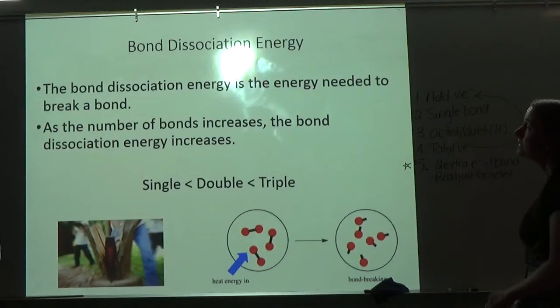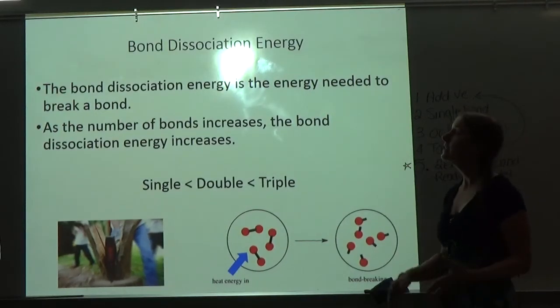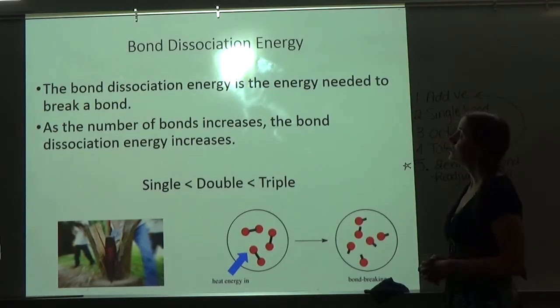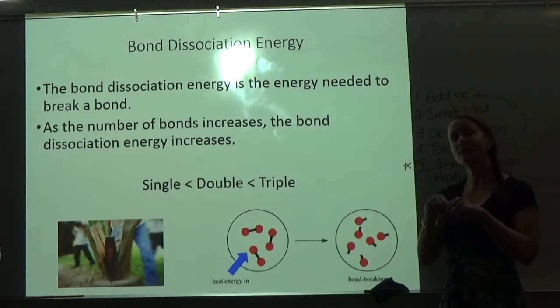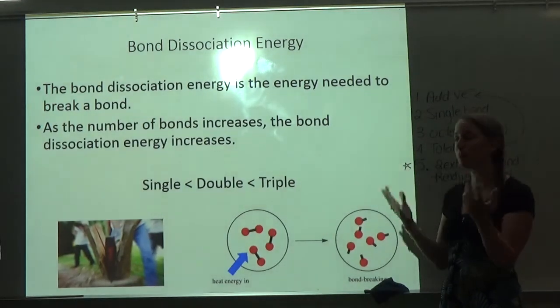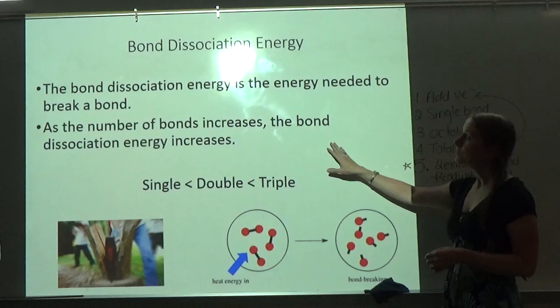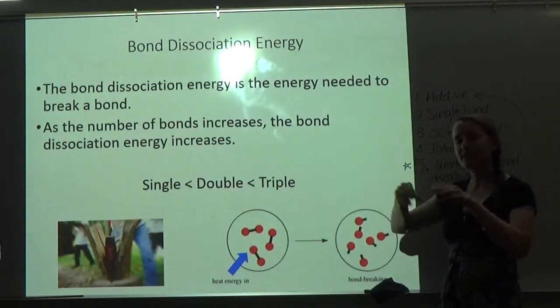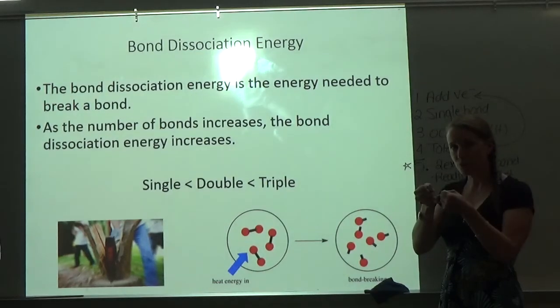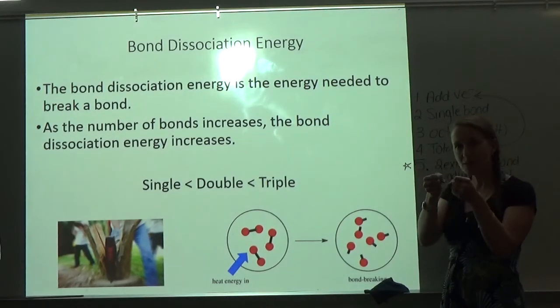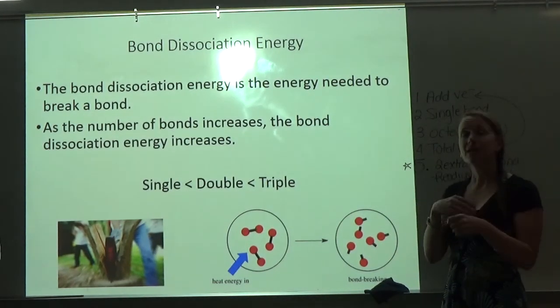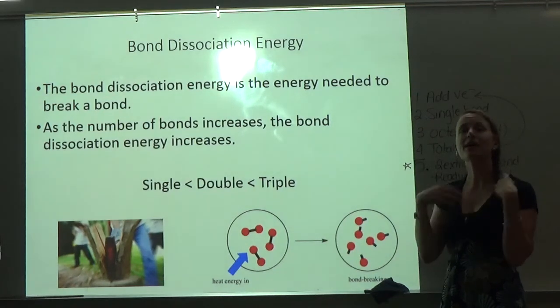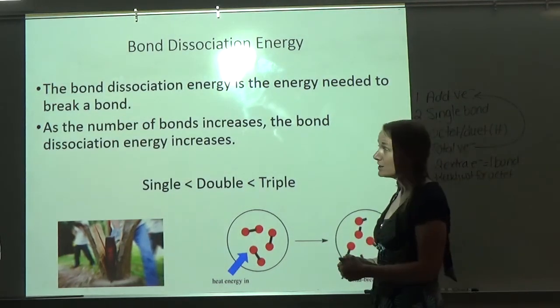Alright, so the next thing we're going to talk about is bond dissociation energy. The bond dissociation energy is the energy needed to break a bond. It always takes energy to break a bond, kind of like breaking a pencil. As the number of bonds increases, the bond dissociation energy also increases. Think about trying to break 1 pencil versus breaking 2 at a time or 3 at a time. The more pencils you're trying to break at a time, the more energy it takes. And bonds work the same way.